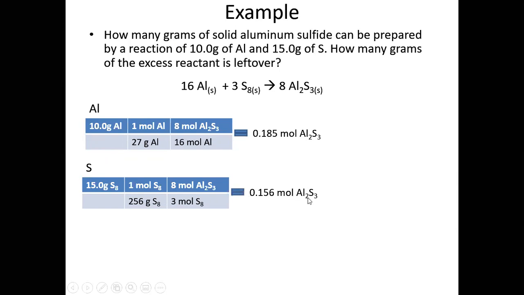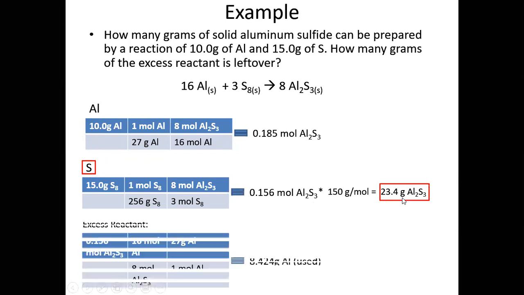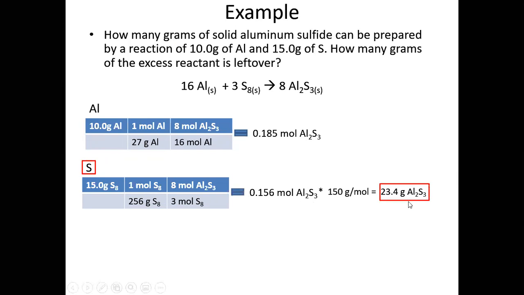Notice here that sulfur is the one that has fewer moles, so that's going to be our limiting reagent. So from that, we can get the theoretical yield of our product. Again, this is called the theoretical yield.